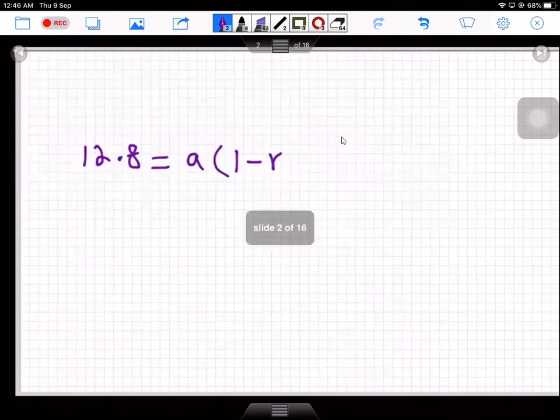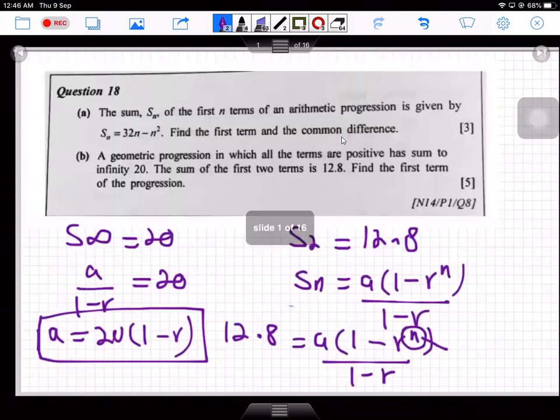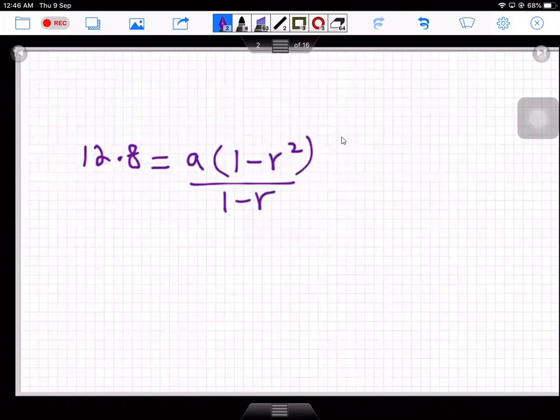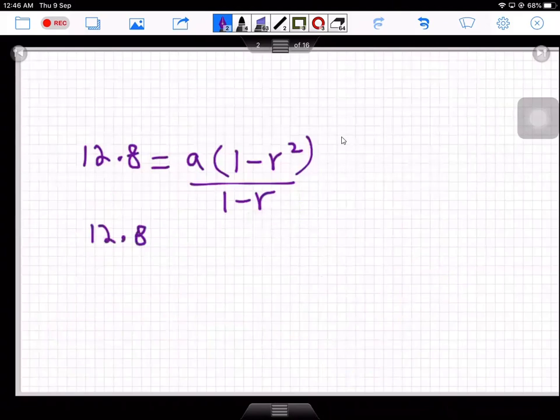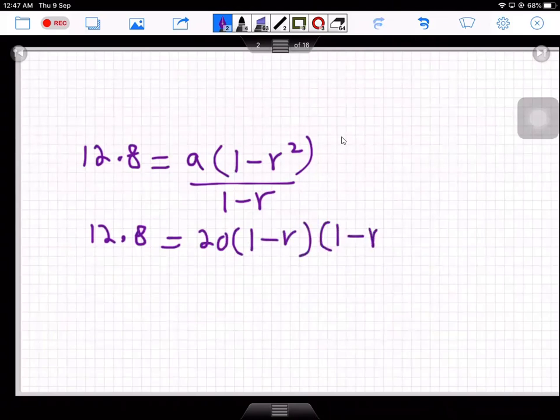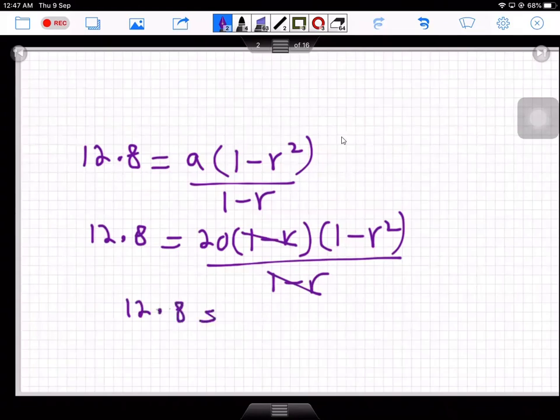This is basically r squared, so 1 minus r squared upon 1 minus r. All right. And in place of a, we can actually write 20 multiplied by 1 minus r. So 12.8 is equal to a multiplied by, in place of a, we can write 20 multiplied by 1 minus r, and then multiplied by 1 minus r squared, and then divided by 1 minus r. So basically 1 minus r and 1 minus r are cancelled out. Therefore, you can say that 12.8 is equal to 20 into 1 minus r square.